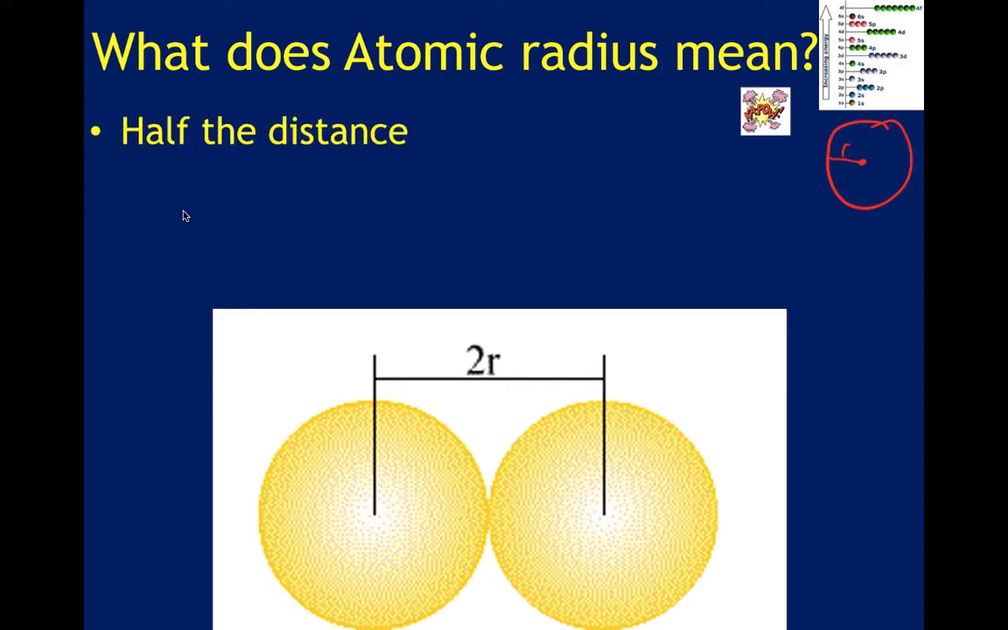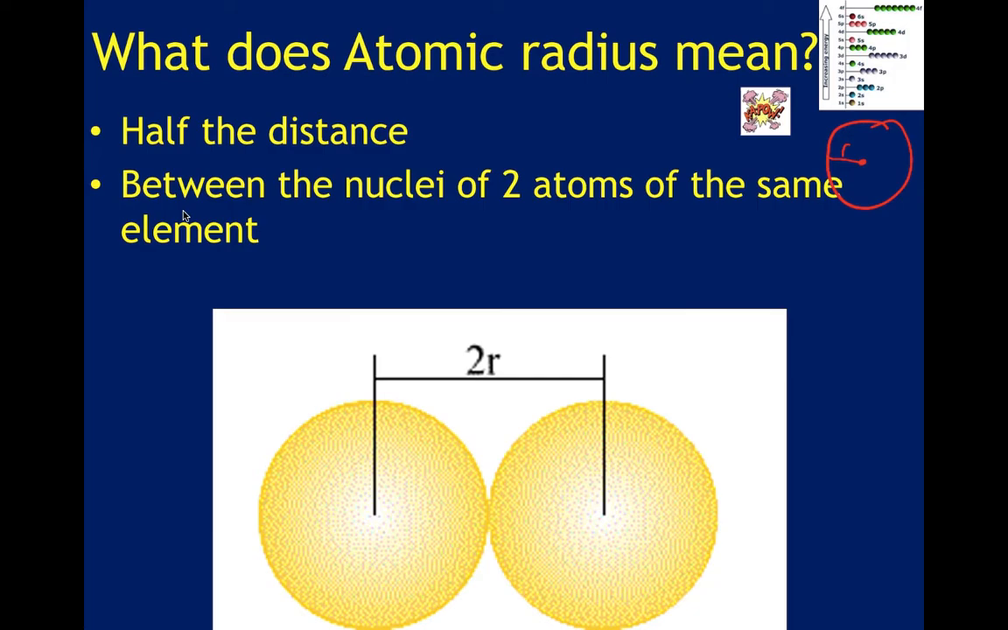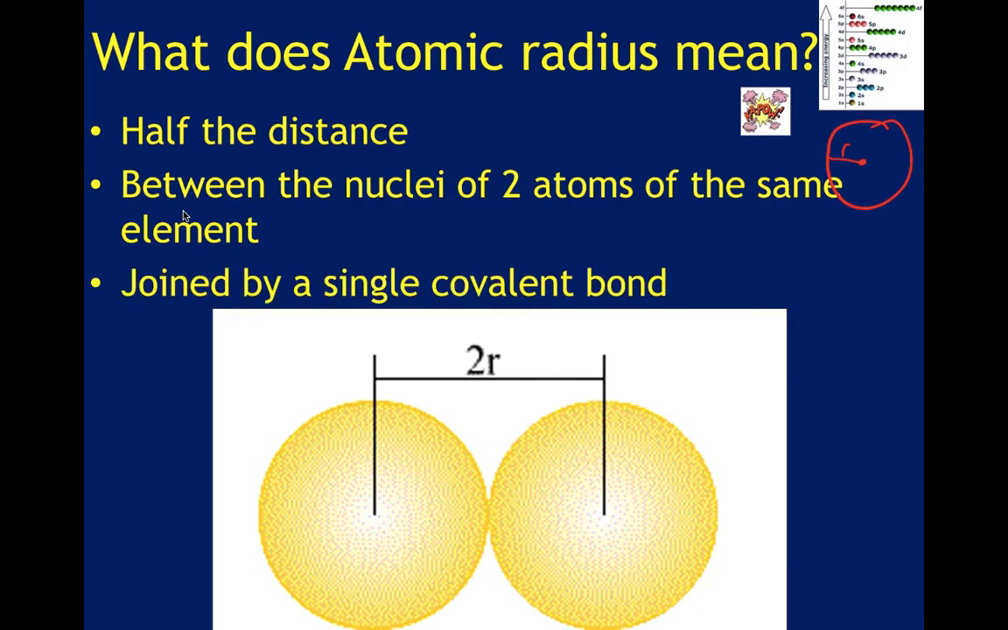So for that reason, what chemists do is they take half the distance between the nuclei of two atoms of the same element, joined by a single covalent bond. And this is going into your yellow book. It's page 123 on mine. I always write it as 3 lines because sometimes it can be 3 marking points, and the things that people omit would be 'of the same element', and they always forget this line, 'joined by a single covalent bond'.